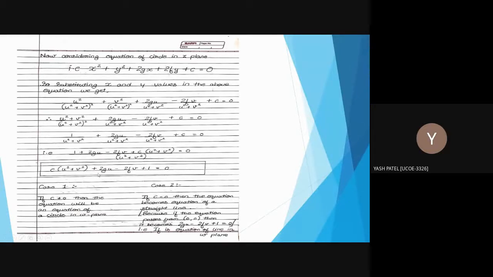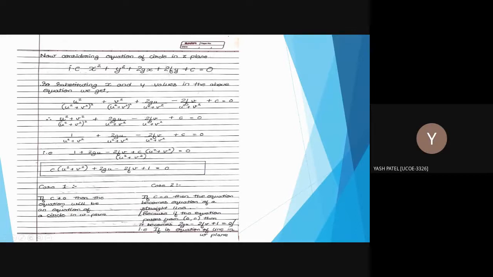Now multiplying the u square plus v square which is in the LHS towards RHS, we get the equation as c into u square plus v square plus 2gu minus 2fv plus 1 equal to 0. So this is the equation of the circle in W plane. Now there are some following cases.